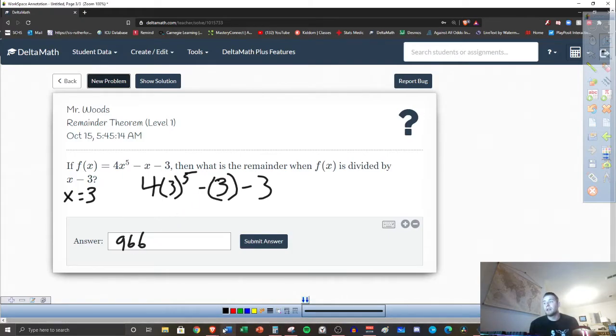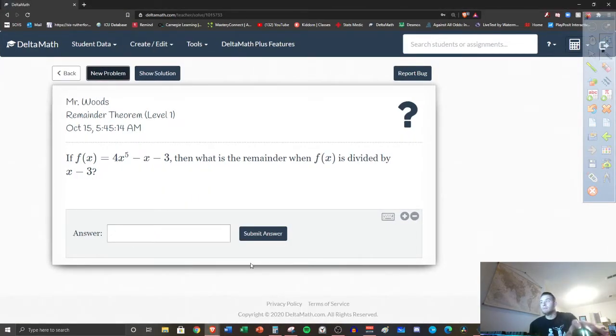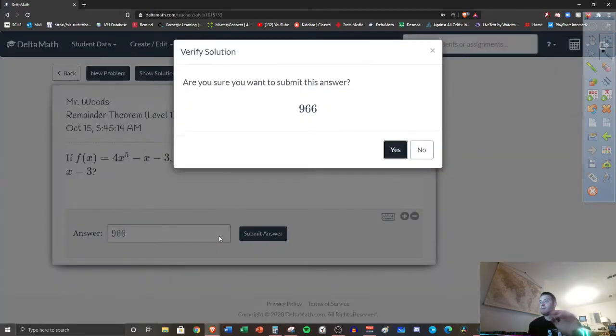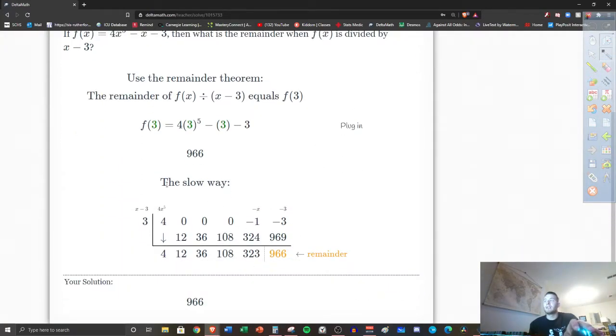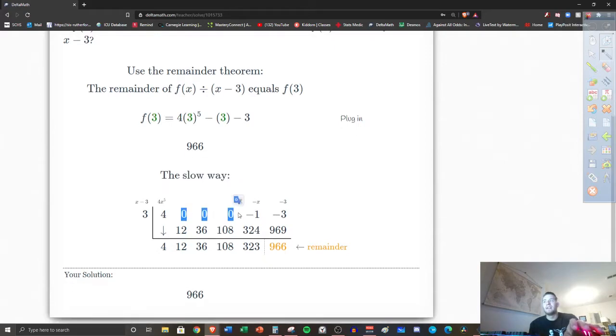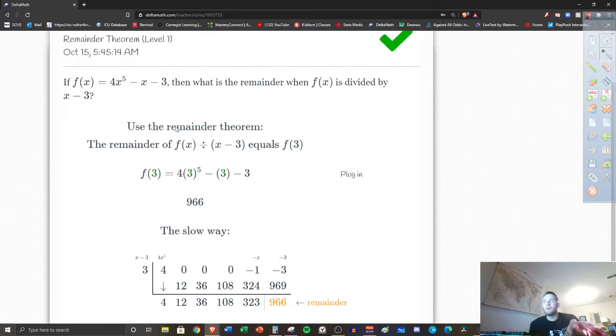That's a big remainder. And I hope I didn't mess this up. I don't think I did. All right, we got it. Cool. And you'll see it says even the slow way to do it is remainder theorem or synthetic division. You have to make sure you have your placeholders there. So you've got to be careful with that, okay? But you can just plug this in to get the remainder. That's supposed to be the quick way to do it, okay?